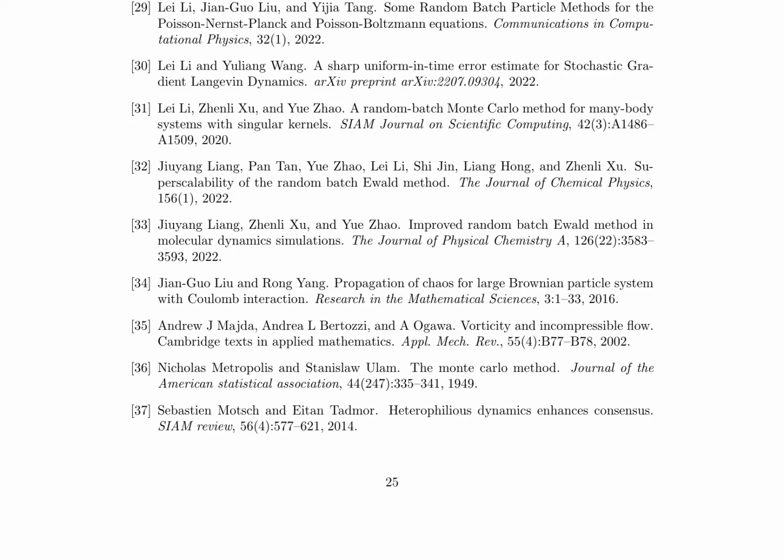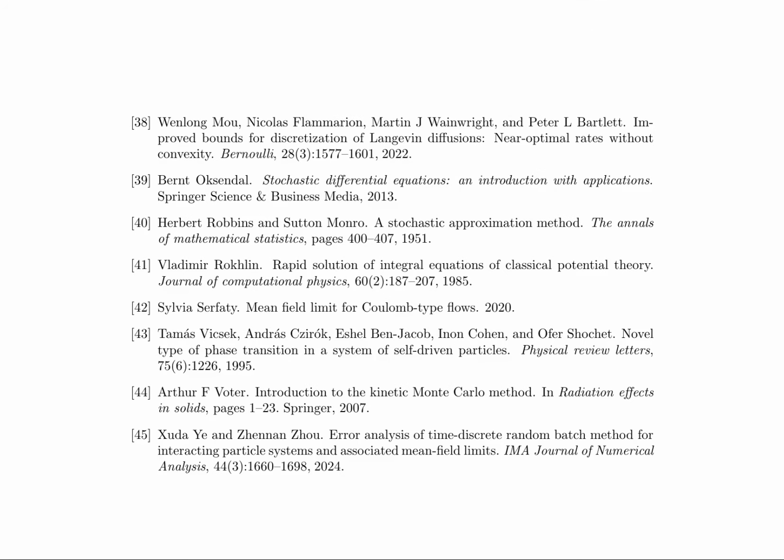The authors discuss the convergence properties of the RBM, including error estimates and propagation of chaos. They also provide a detailed analysis of the RBM for second-order interacting particle systems, highlighting its near-optimal rates without convexity. Additionally, the paper covers the application of the RBM in quantum Monte Carlo simulations, demonstrating its ability to solve integral equations of classical potential theory rapidly.